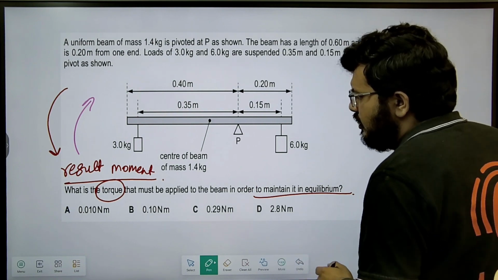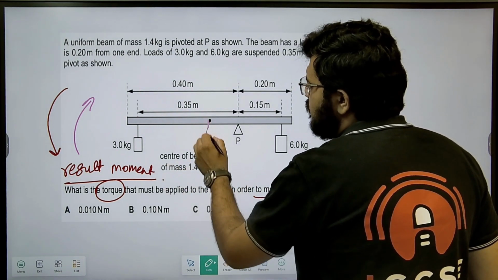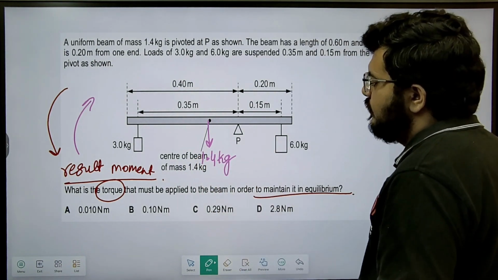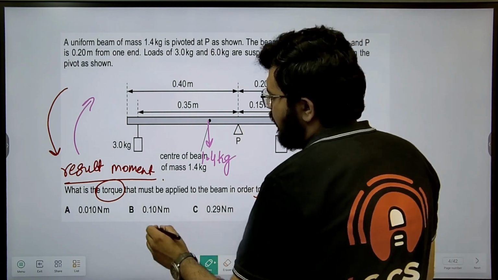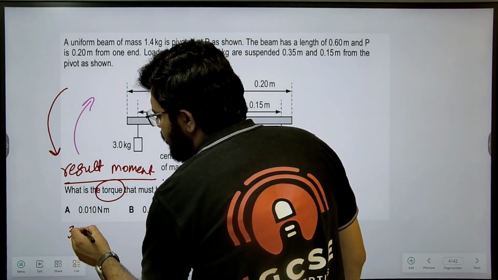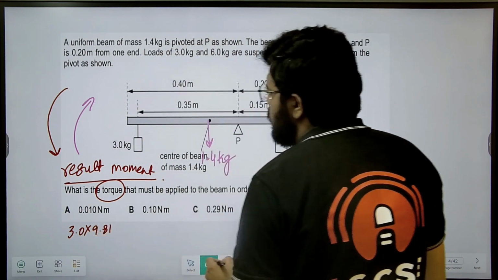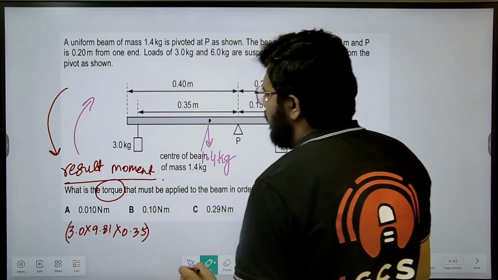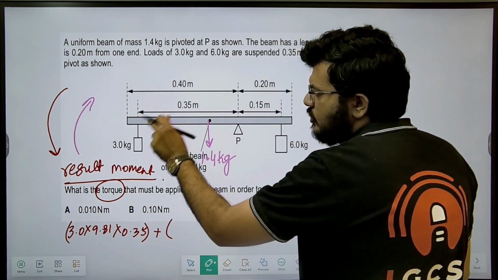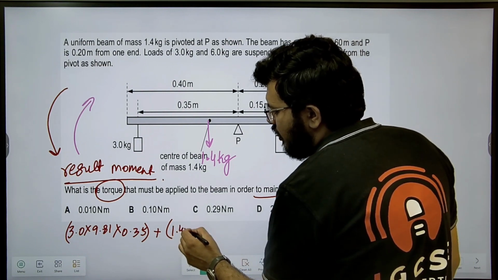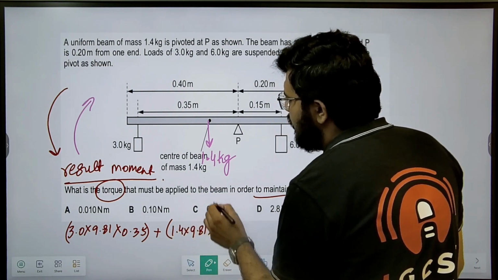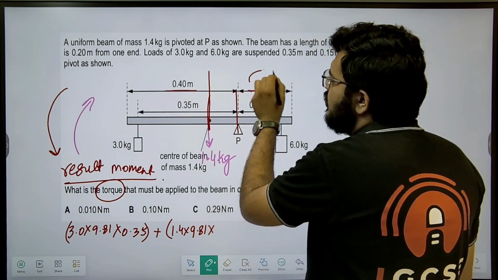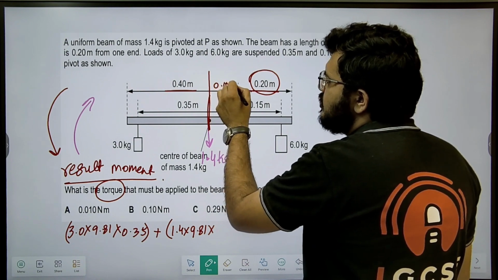So let's try this question. So what do you have? You have center of beam of mass 1.4 kg. So there is 1.4 kilogram here. Now what should happen? This is pivot, right? So can I write 3.0 into 9.81, change it to force, multiplied by 0.35, it is 0.35 meter away from the pivot, plus this is also causing moment in same direction, so 1.4 into 9.81 into what will this distance be? This should be center, right? The beam is 0.6, this is 0.2, so this should be 0.10 meter.